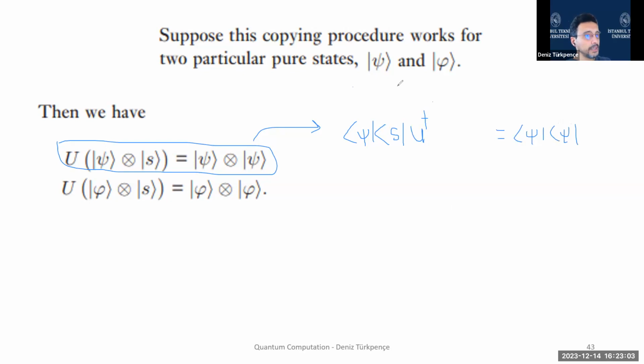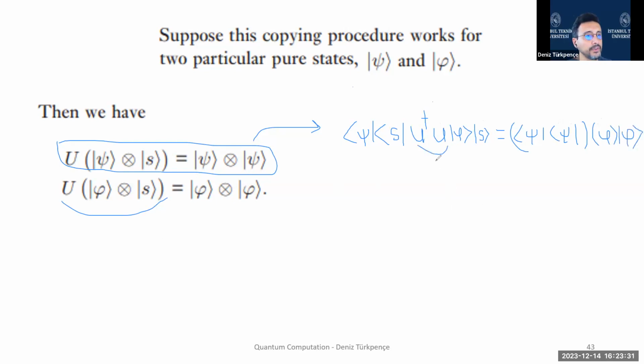And if you multiply this with this equation, what you should obtain is the following. U, phi, and S. And of course, the second part, phi and phi.